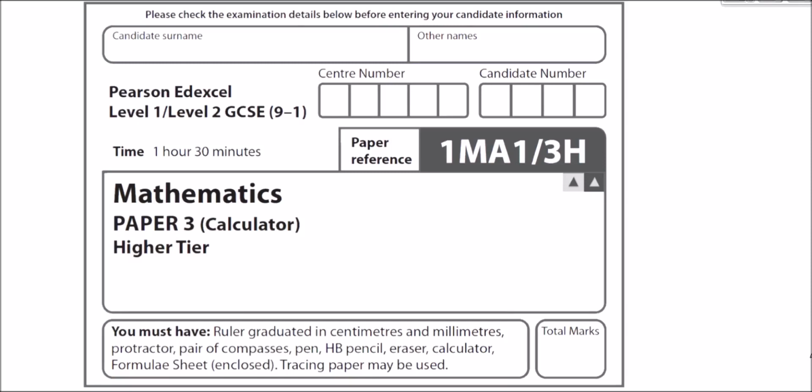So this is a calculator paper, because for paper 2 and paper 3 you can use your calculator, so I'm going to use my virtual calculator to show you how to use it appropriately. So without further ado, let's get straight to the questions. I don't want to waffle on anymore.